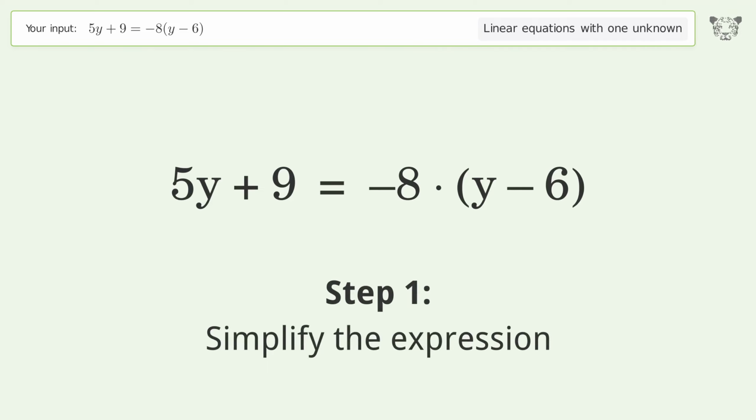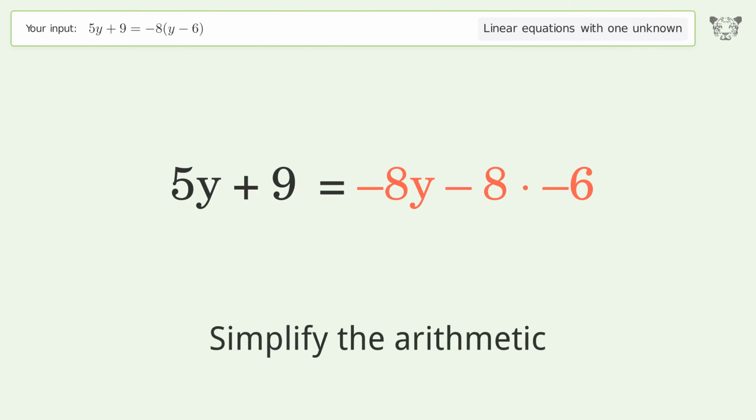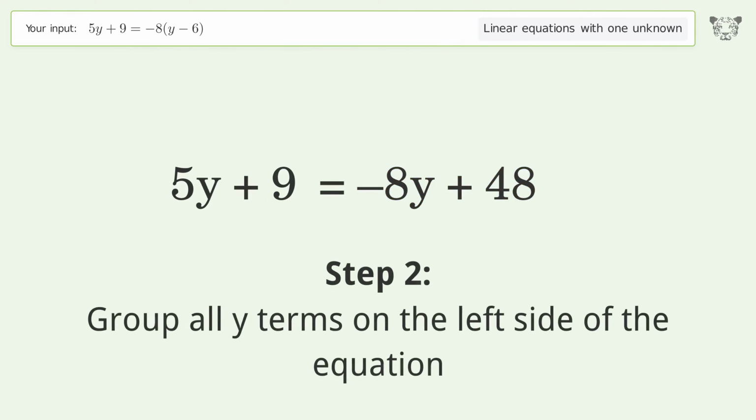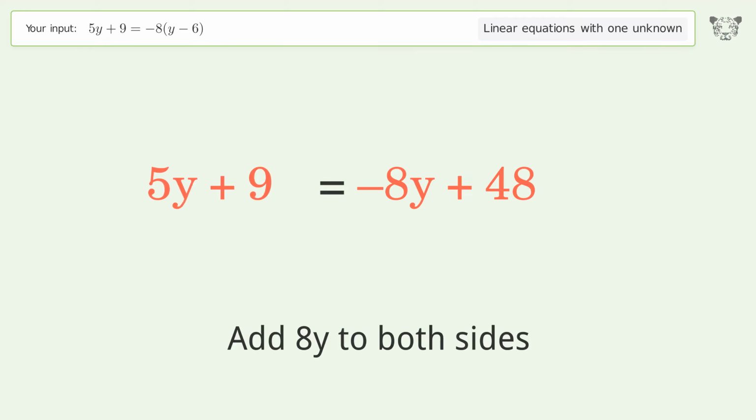Simplify the expression. Expand the parentheses. Simplify the arithmetic. Group all y terms on the left side of the equation. Add 8y to both sides.